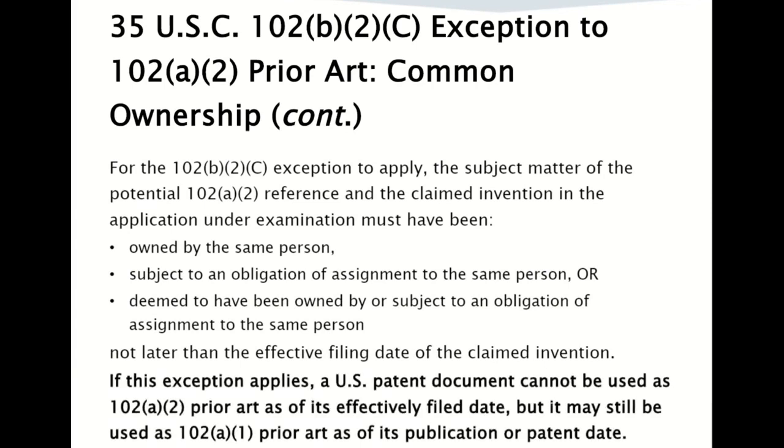Note that if this exception applies, a U.S. patent document cannot be used as 102(a)(2) prior art as of its effectively filed date, but it may still be used as 102(a)(1) prior art as of its publication or patent date.